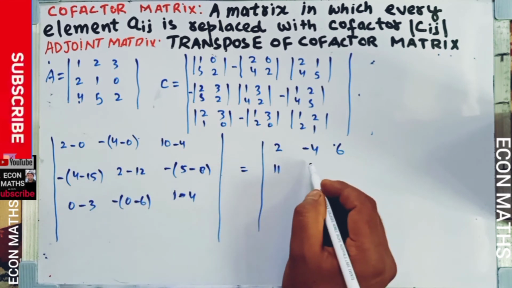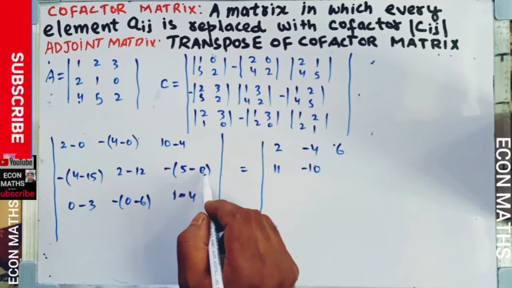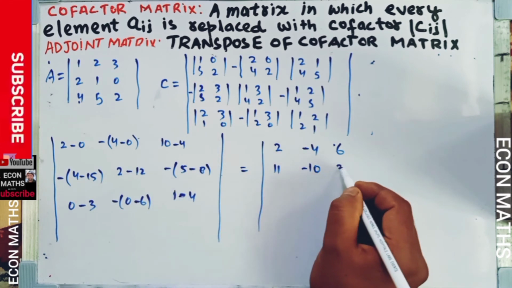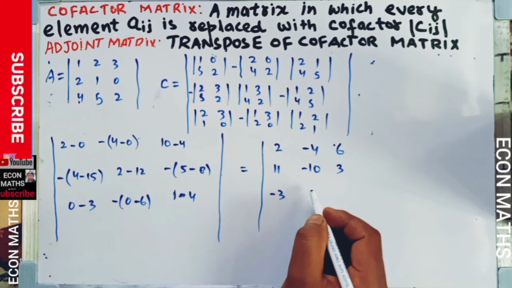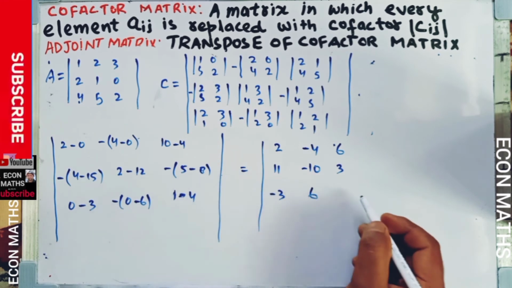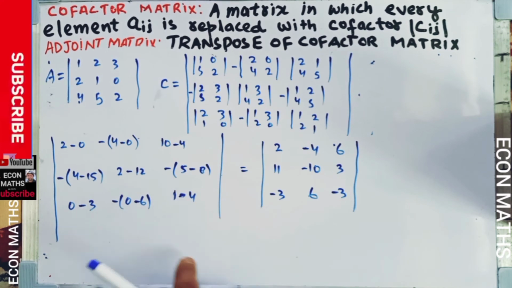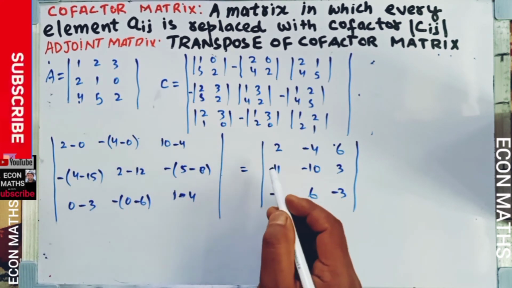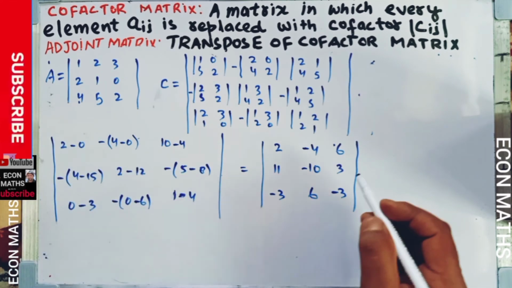Similarly 2 minus 12 is minus 10. Here 5 minus 8 is minus 3, and we have another minus in multiplication, so this will become plus 3. 0 minus 3 is minus 3. Now this will become plus 6, and here it is minus 3. So this matrix is the cofactor matrix of the given matrix.